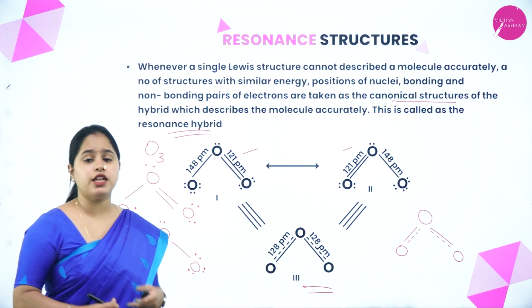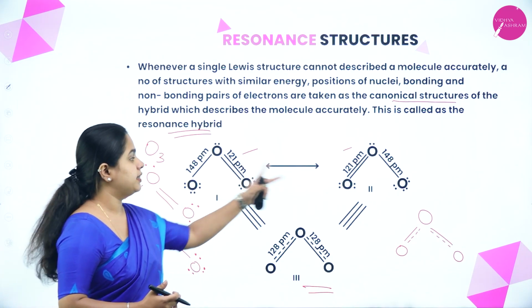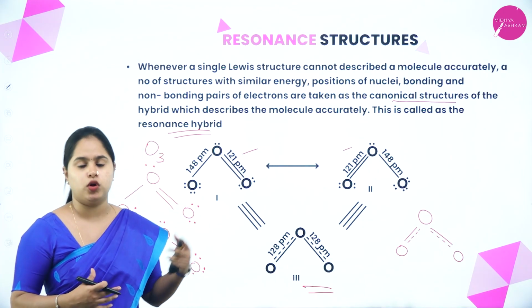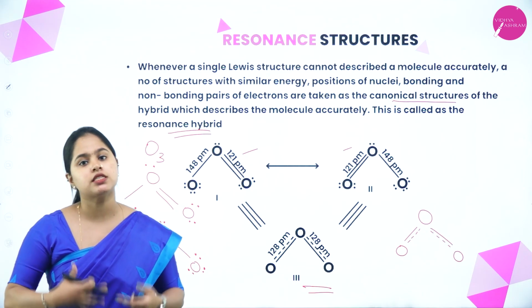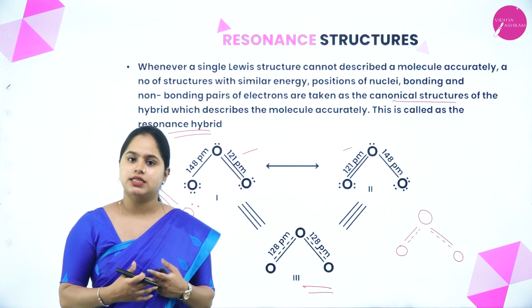Now, what is the speciality of this resonance hybrid? It has less energy than the canonical structures. The energy of it will be less than the canonical structures. So, less energy means more stable, right? Hence, the resonance hybrid has more stability.